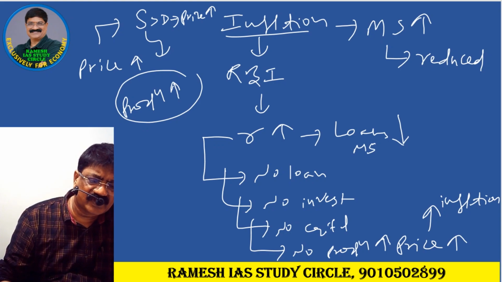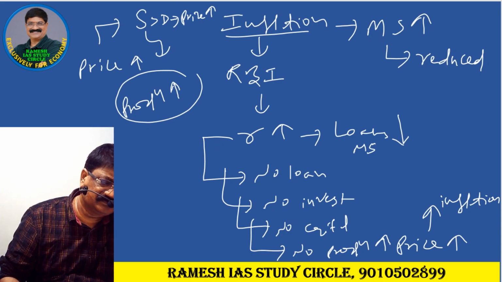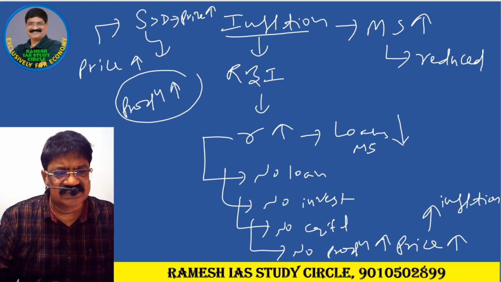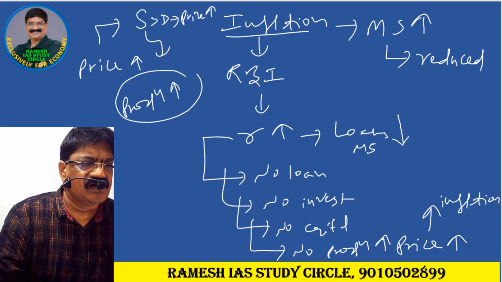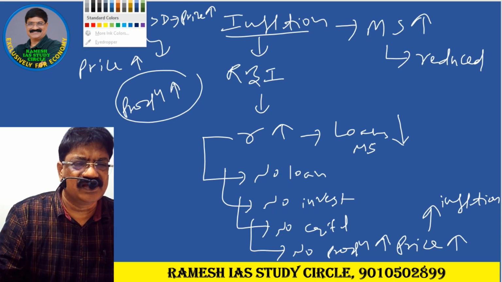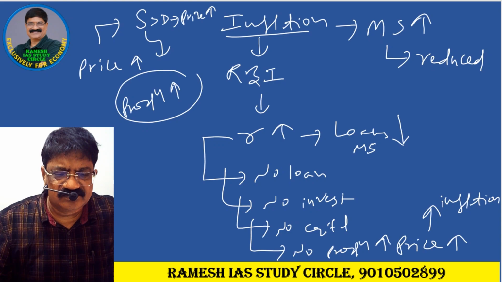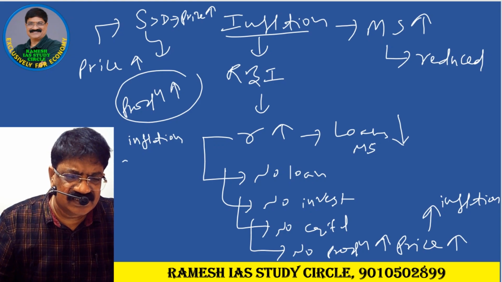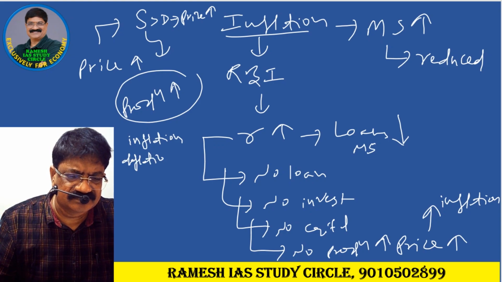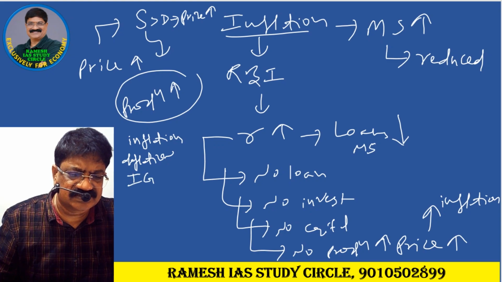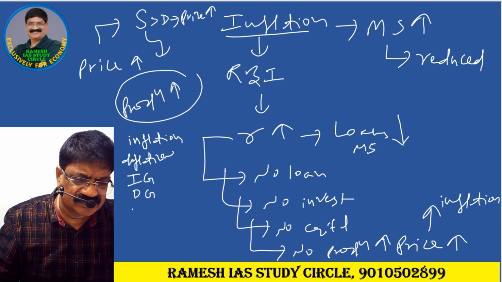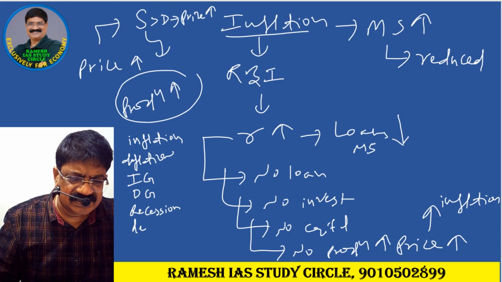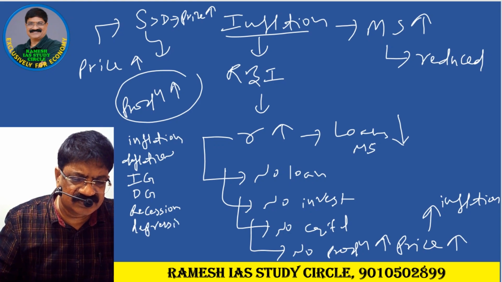Okay, so far we discussed inflation, we discussed deflation, we discussed the inflationary gap, we discussed the deflationary gap, we discussed recession. Recession means a falling of economic activities. Then depression, a fall of economic activities, also discussed.